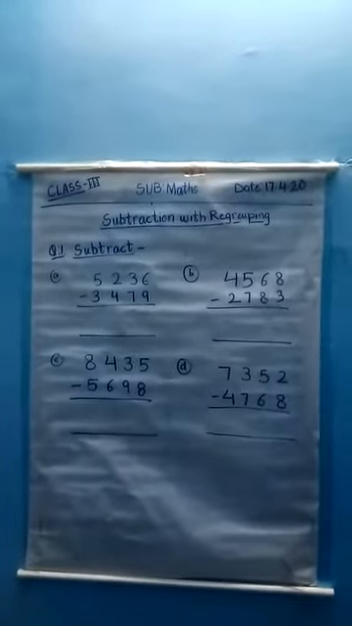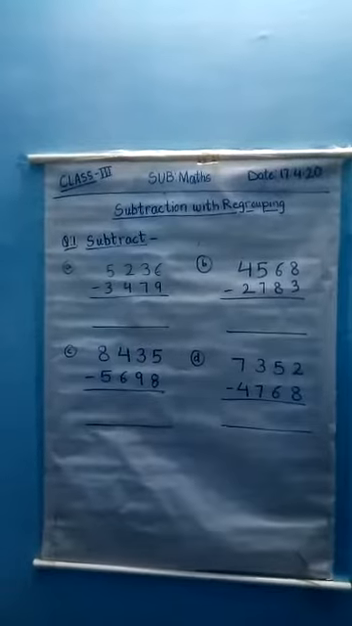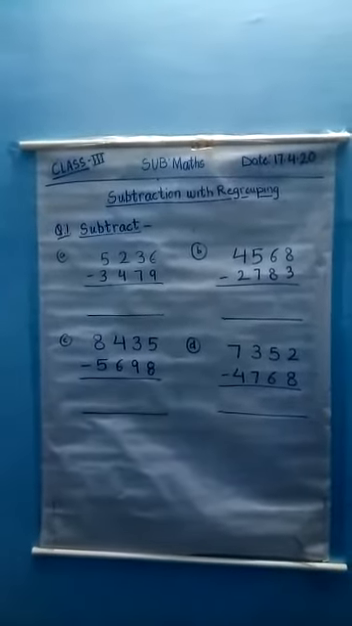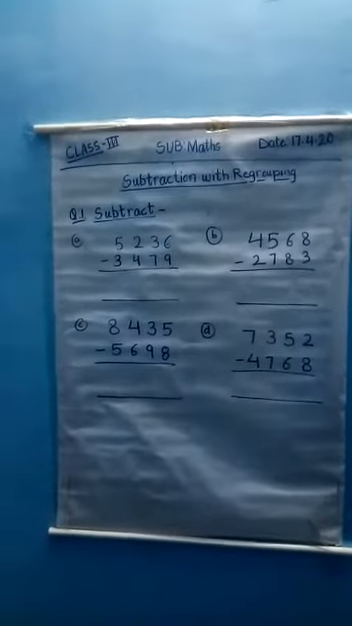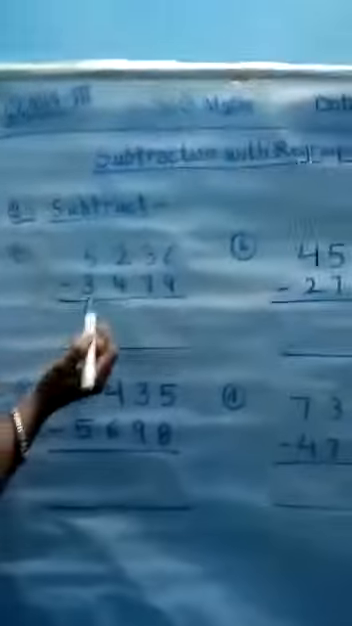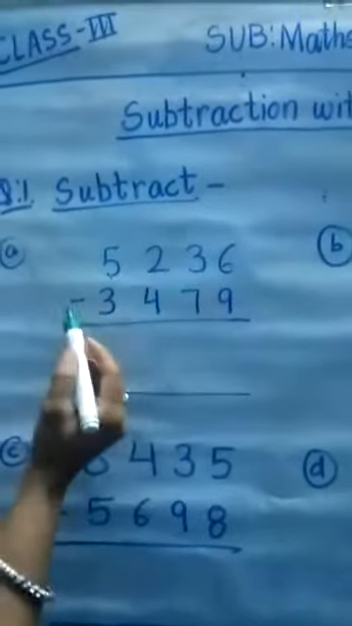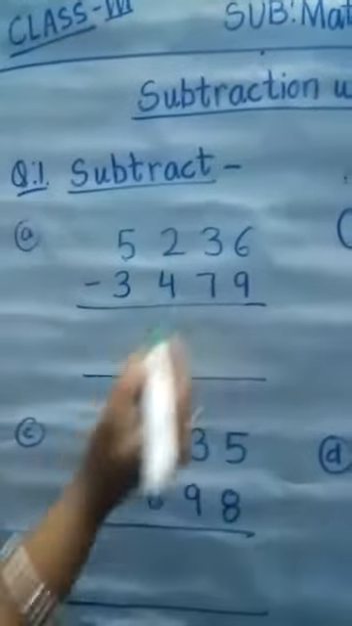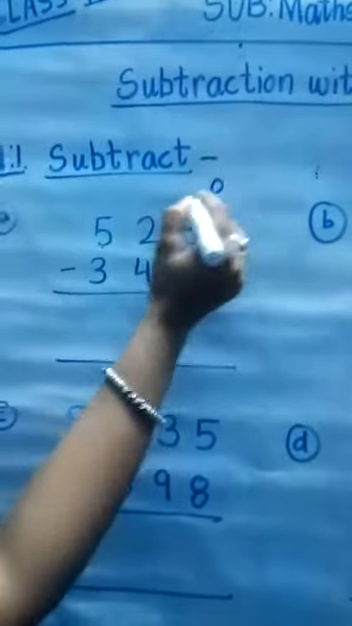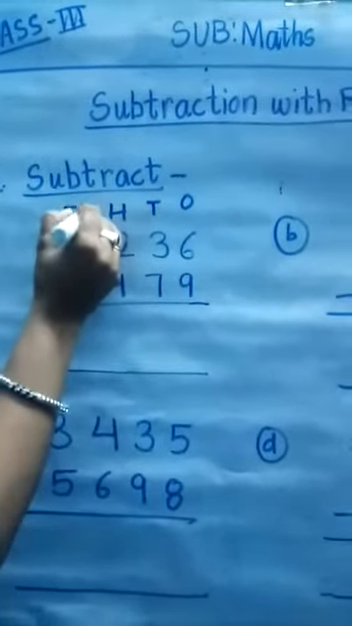In this concept, we have to borrow some numbers from the bigger place values because we are not able to deduct the numbers properly. So here is this. Now observe this. Now in the first question, 5236 minus 3479. So first we have to write down the place value of each number: ones, tens, hundreds and thousands.